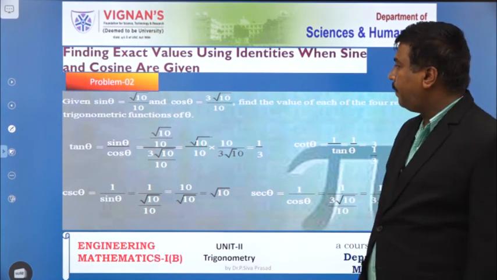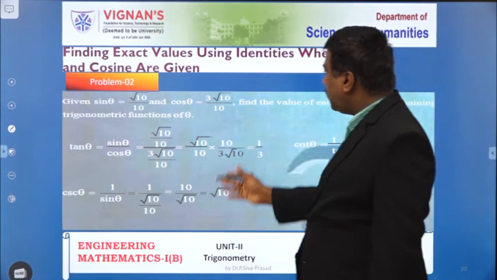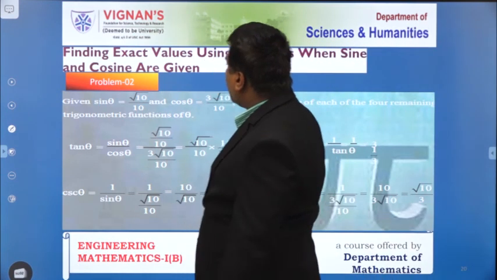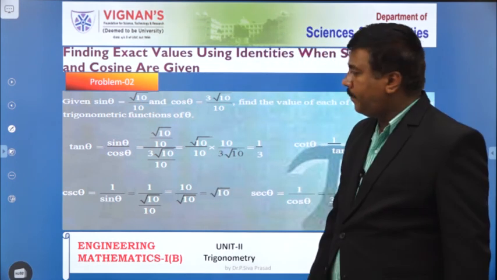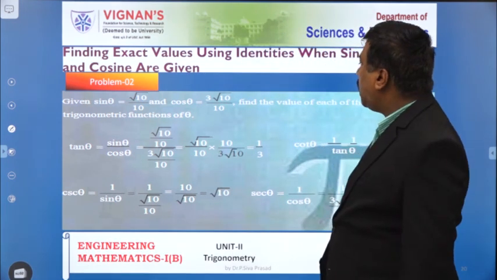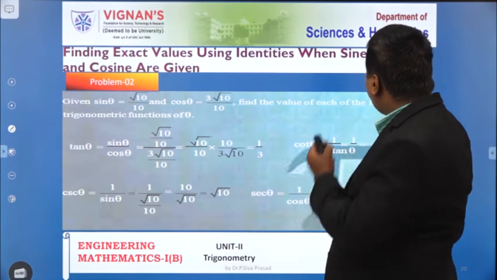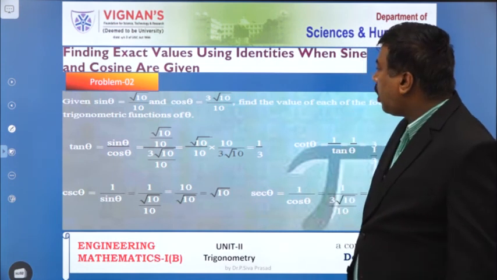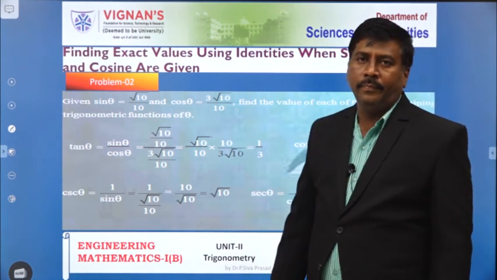Now, the second problem is finding the exact values using the identities when sine and cosine are given in the problem. Okay, here the problem is asking this. Given that sin theta is equal to root 10 by 10 and cos theta is equal to 3 root 10 by 10, find the values of each of the other 4 remaining trigonometric functions of theta.